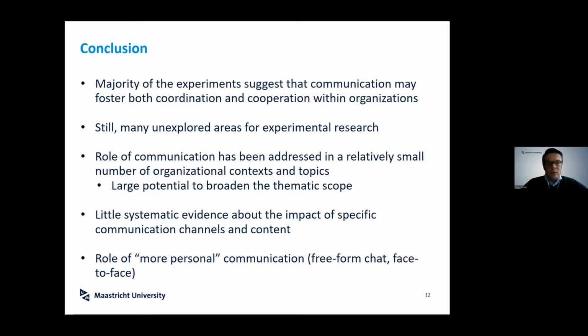Another topic for further research is the impact of specific communication channels and content. So we have little systematic evidence how certain communication channels and certain content affect behavior in these settings. And finally, there's room for more research concerning the role of personal communication. So in experiments, the communication is always, or most of the time, relatively structured and anonymous. And then the question is, for instance, how patterns would change if we allow for face-to-face communication.